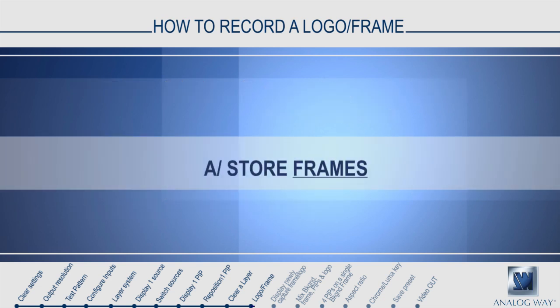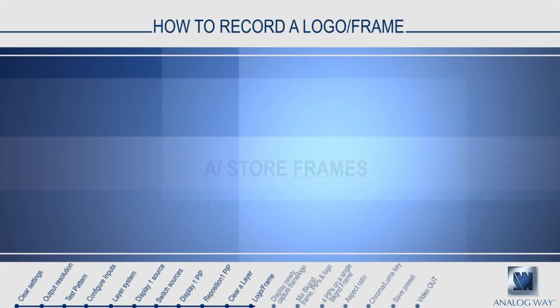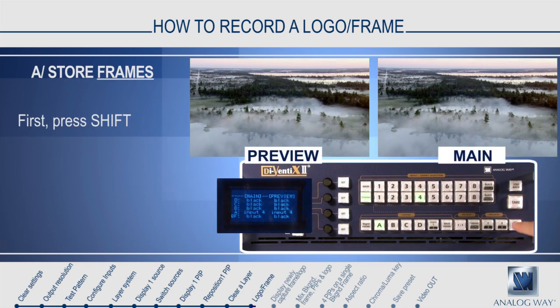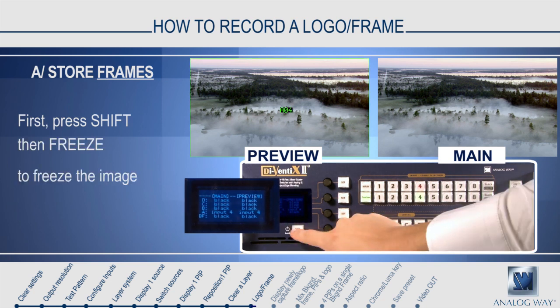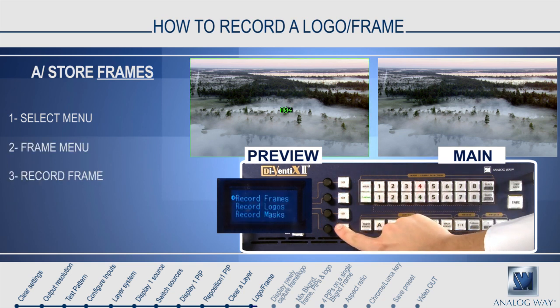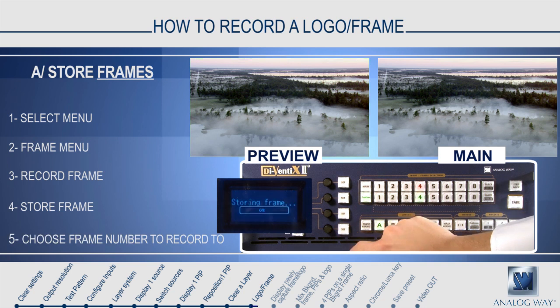Let's start by storing a frame. To store a frame, start with the image you'd like to capture on the main output, and optionally freeze it by pressing Shift Freeze. Navigate in the menu to Logos and Frames, and select Record Frame, Record, and choose a frame number to record to. Then press Set to store the frame. This process can take a varying amount of time, depending on the output resolution.